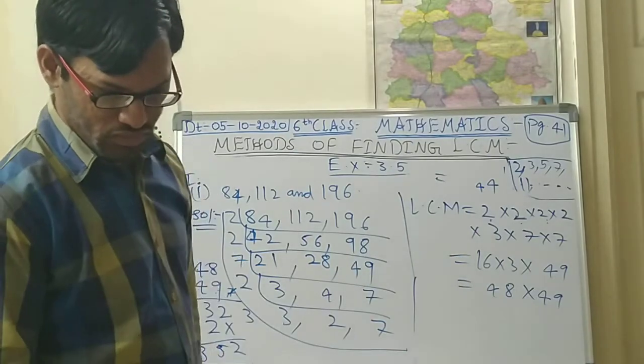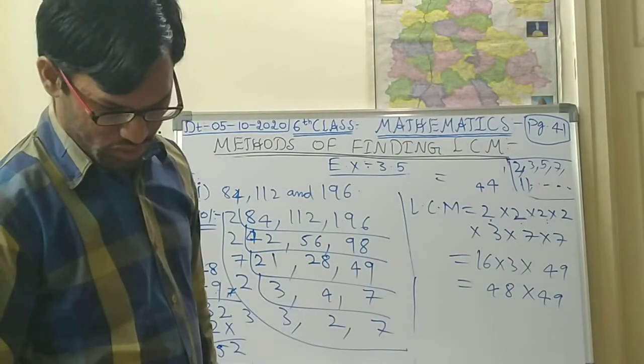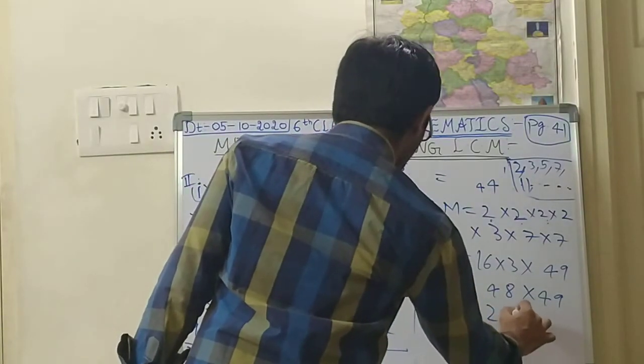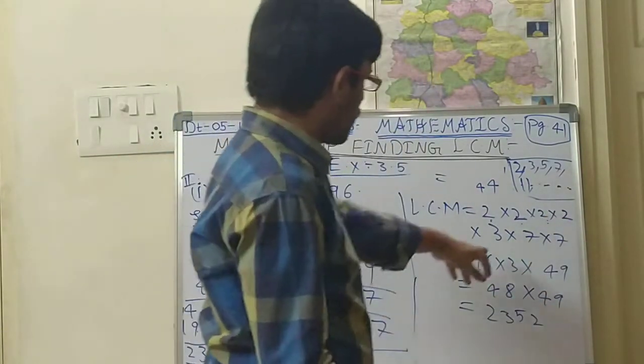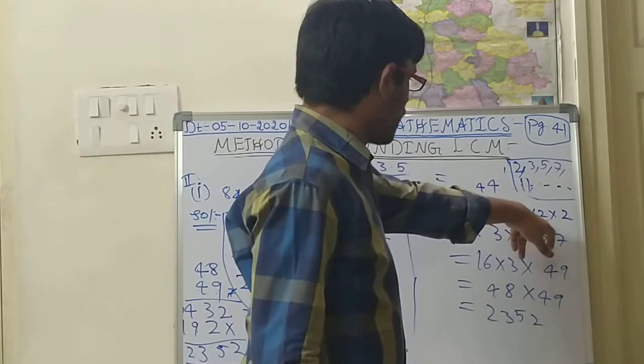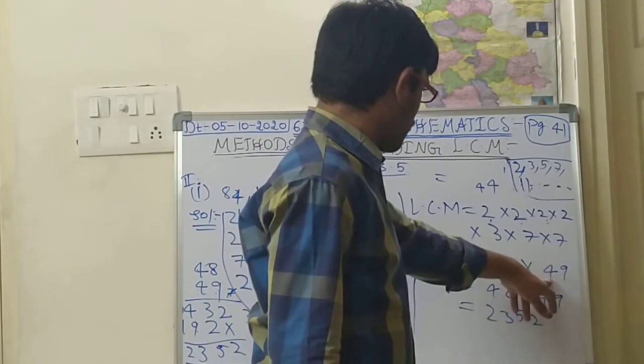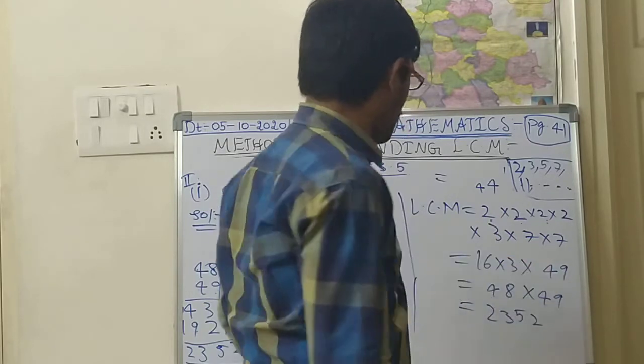Why 4704 given? Okay. So please note down, children. 2, 3, 5, 2. 2 2s are 4, 4 2s are 8, 8 2s are 16, 16 3s are 48. 7 7s are 49. So 48 into 49.